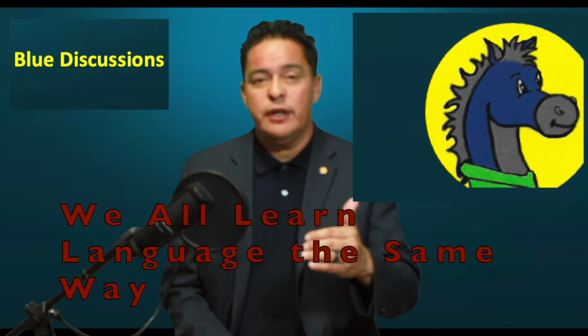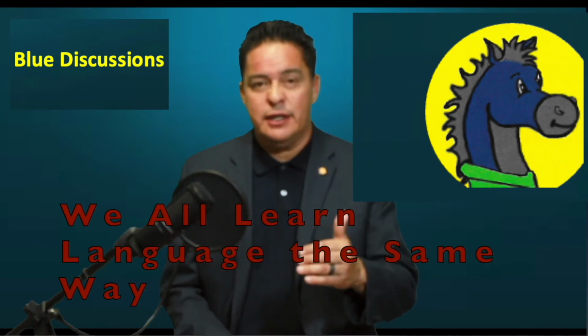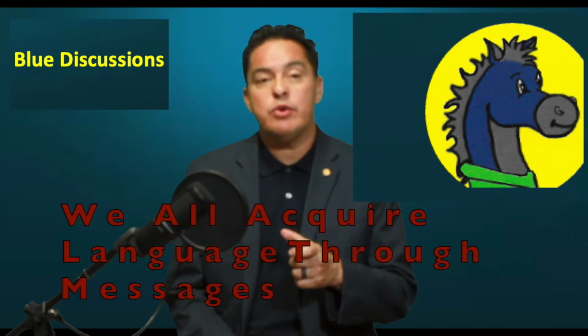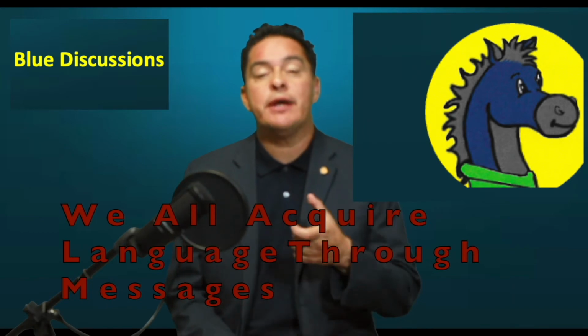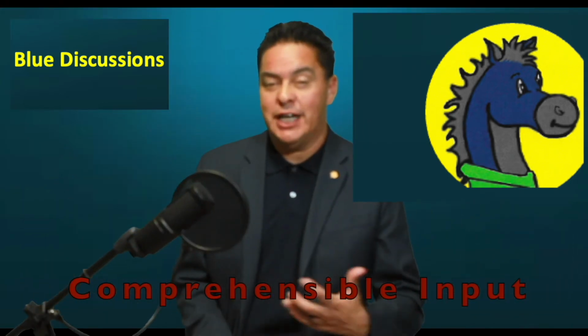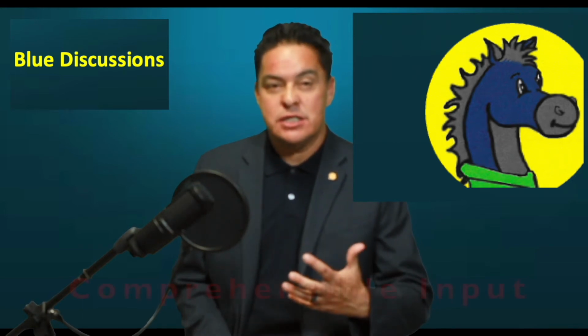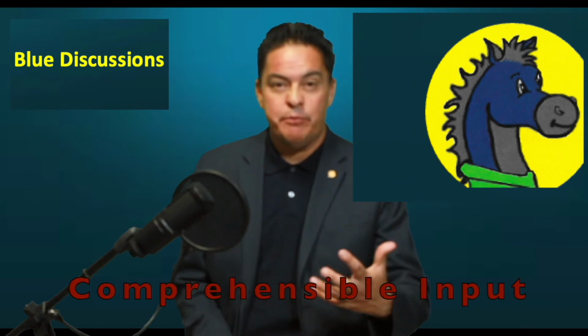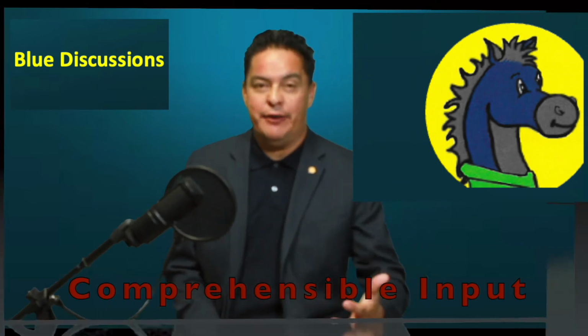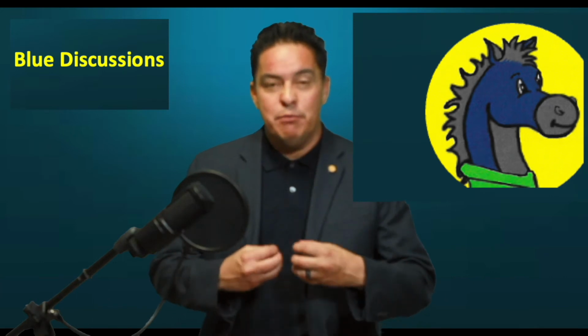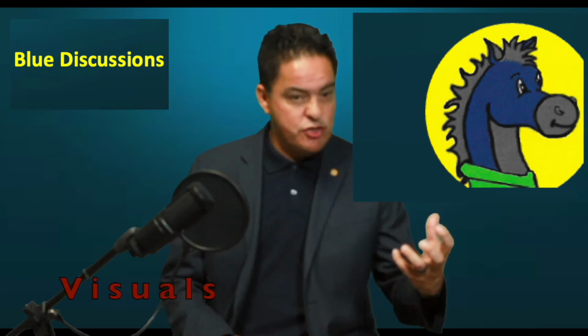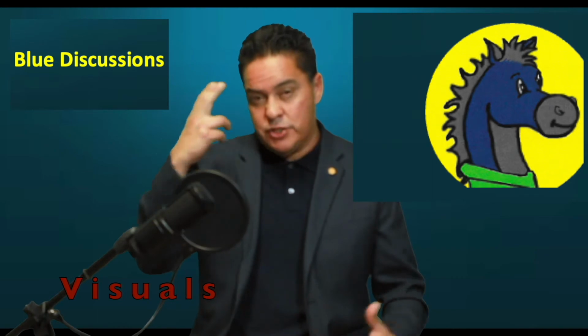We all learn language the same way. We all acquire languages through messages, through comprehensible input. When we understand what people tell us, what people say, not how they say it, and not when they say it, we acquire language. We acquire language when we understand the message being sent to us in a comprehensible input manner. If you know what is being said because of your background knowledge, because you have visuals, because you have the pictures in your brain, then it becomes comprehensible input.